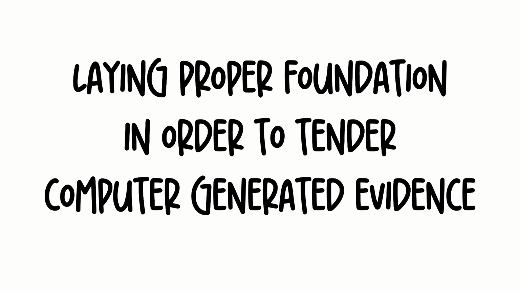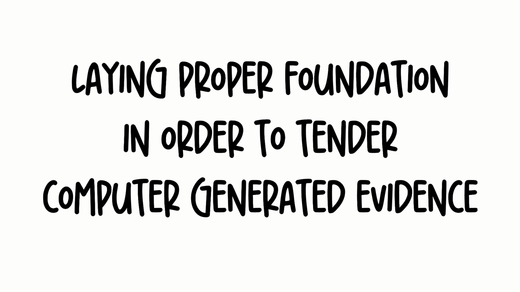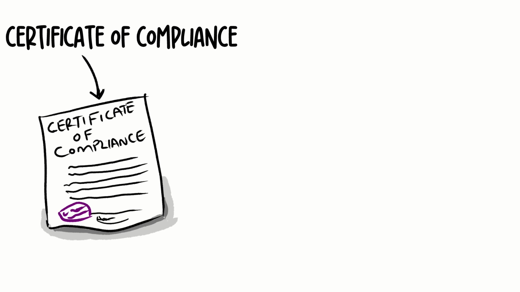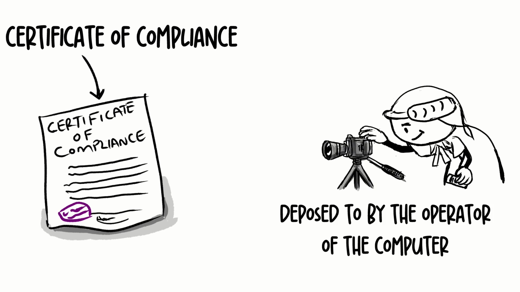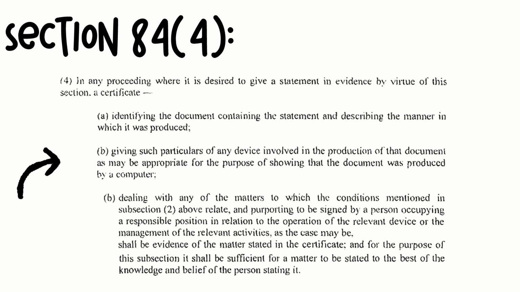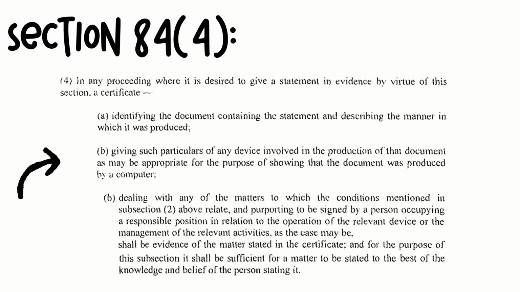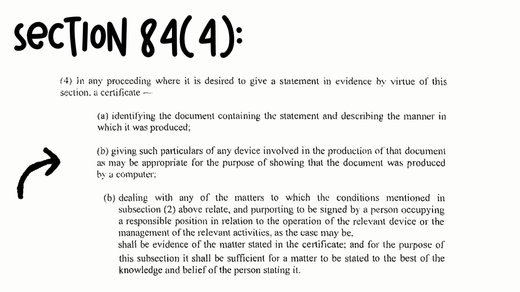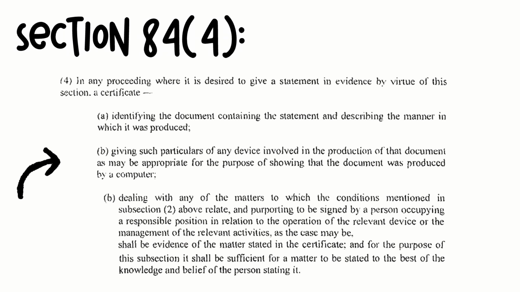Now that we've gone through everything, we have to tie them all together with a nice little bow. There is one more thing to do to ensure that the evidence is in admissible form, and that is laying proper foundation before we can tender it. We do this by accompanying the evidence with a certificate of compliance made and deposed to by the operator of the computer. The operator of the computer will identify the document and how it was produced, with particulars of the computer used to produce it. Finally, the operator will certify that the conditions laid out in section 84 subsection 2 have been duly complied with.